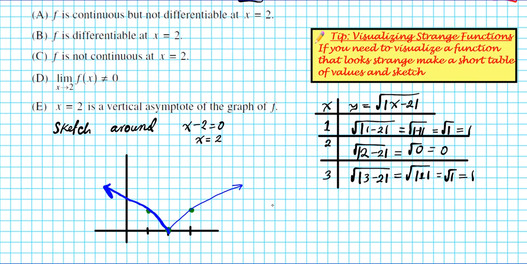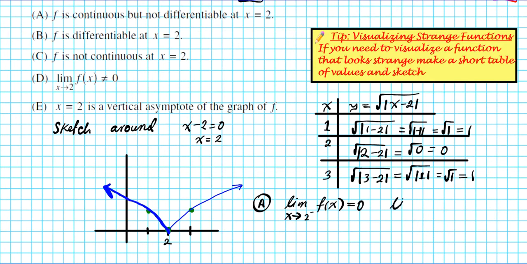Let's deal with continuity first. For continuity, we're going to look at the left-hand limit, the right-hand limit, and the value of the function. Let's do the left-hand limit first. What's the limit as x approaches 2 from the left of this function? We're looking at the x value, the y value that you're approaching, and that's 0.